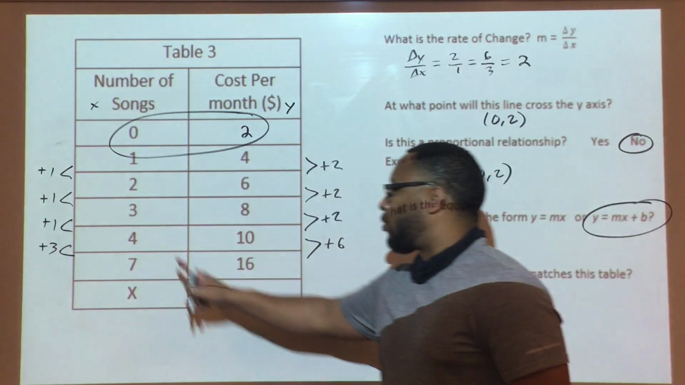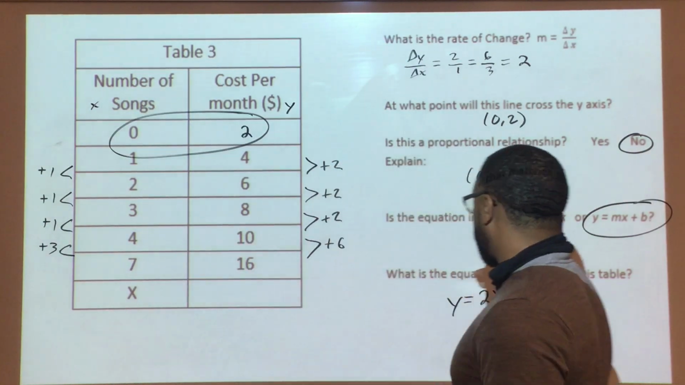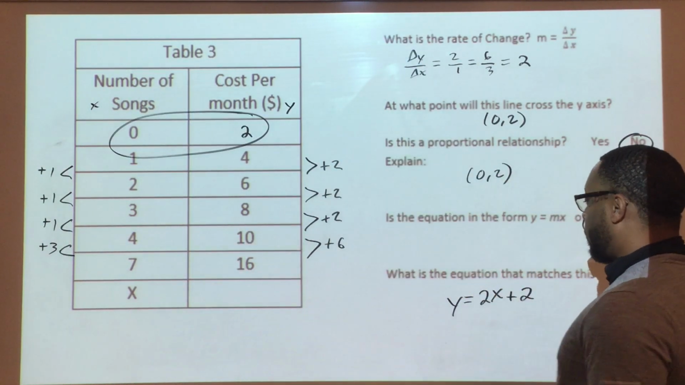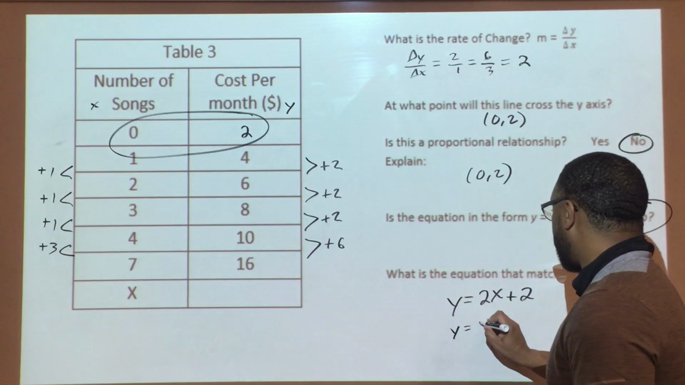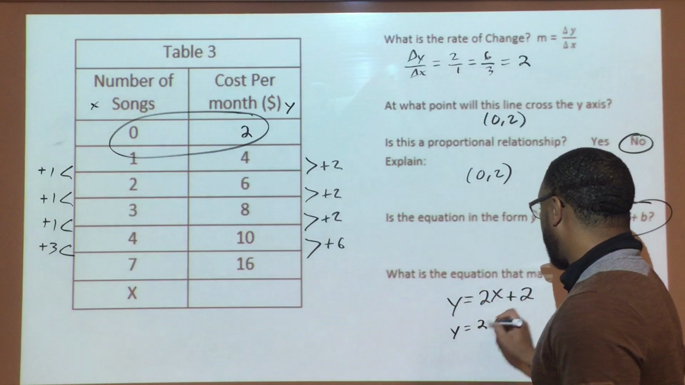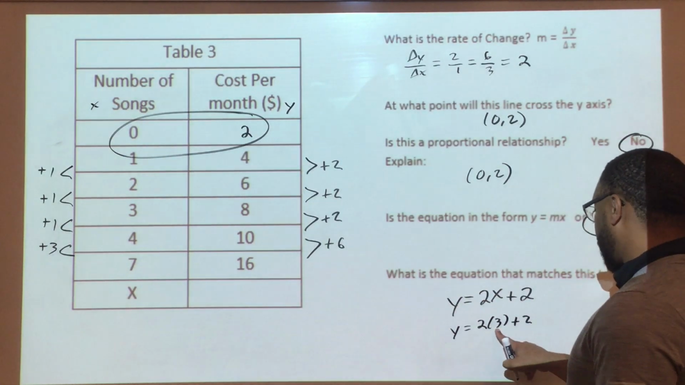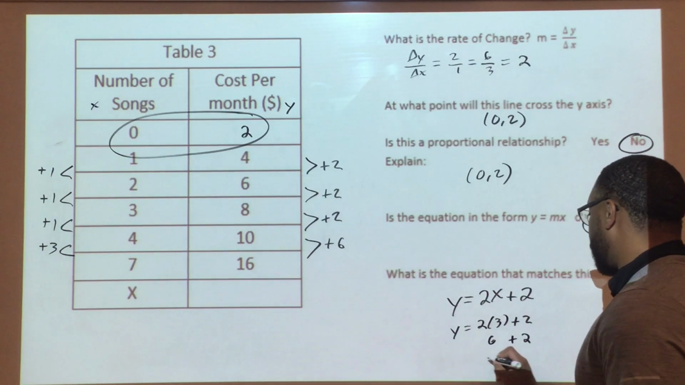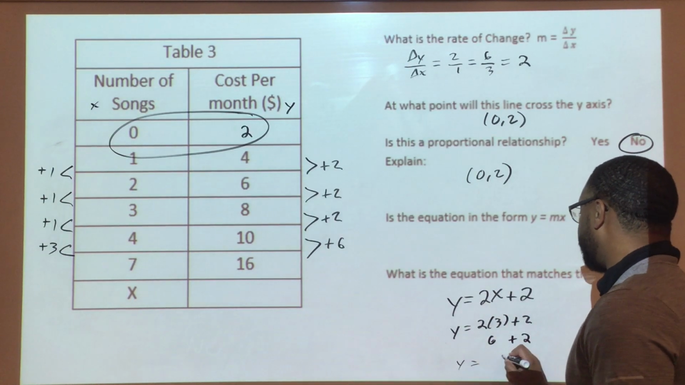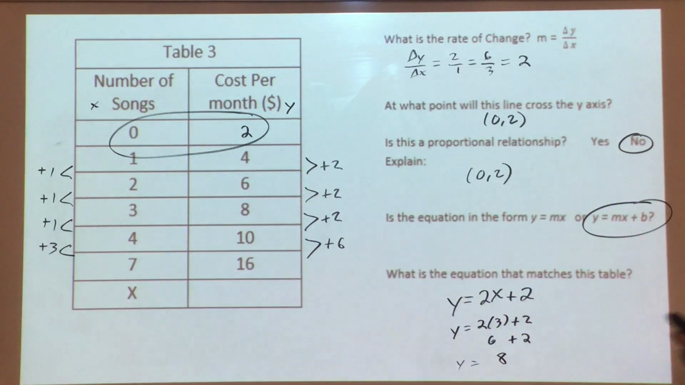This time I'll choose the 3. The table says that when I plug in a 3, I should get an 8. So let's see if that happens in this equation. When I plug in a 3 for x, do I get 8? Well, 2 times 3 is 6. 6 plus 2, what do you know? Is 8. So that's how I know it matches.